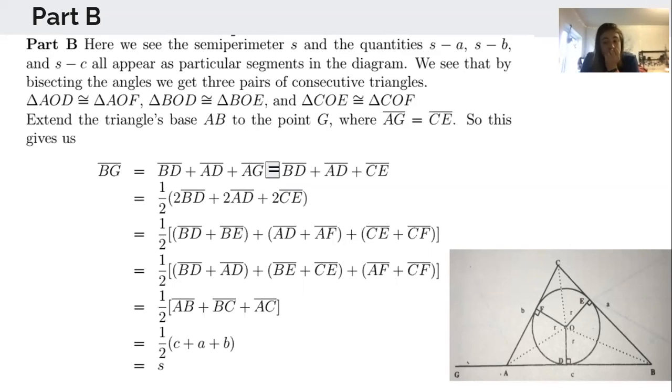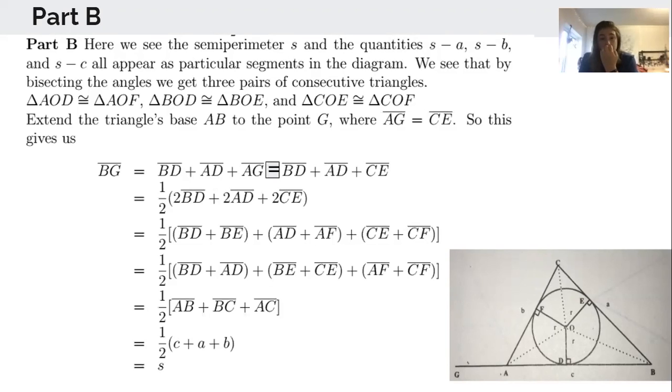So originally we can see that the bisectors help us create congruent triangles, right? So these triangles right here are congruent. These triangles here are congruent, and these triangles here are congruent. Sorry. Yeah, that's the best way I can explain it.